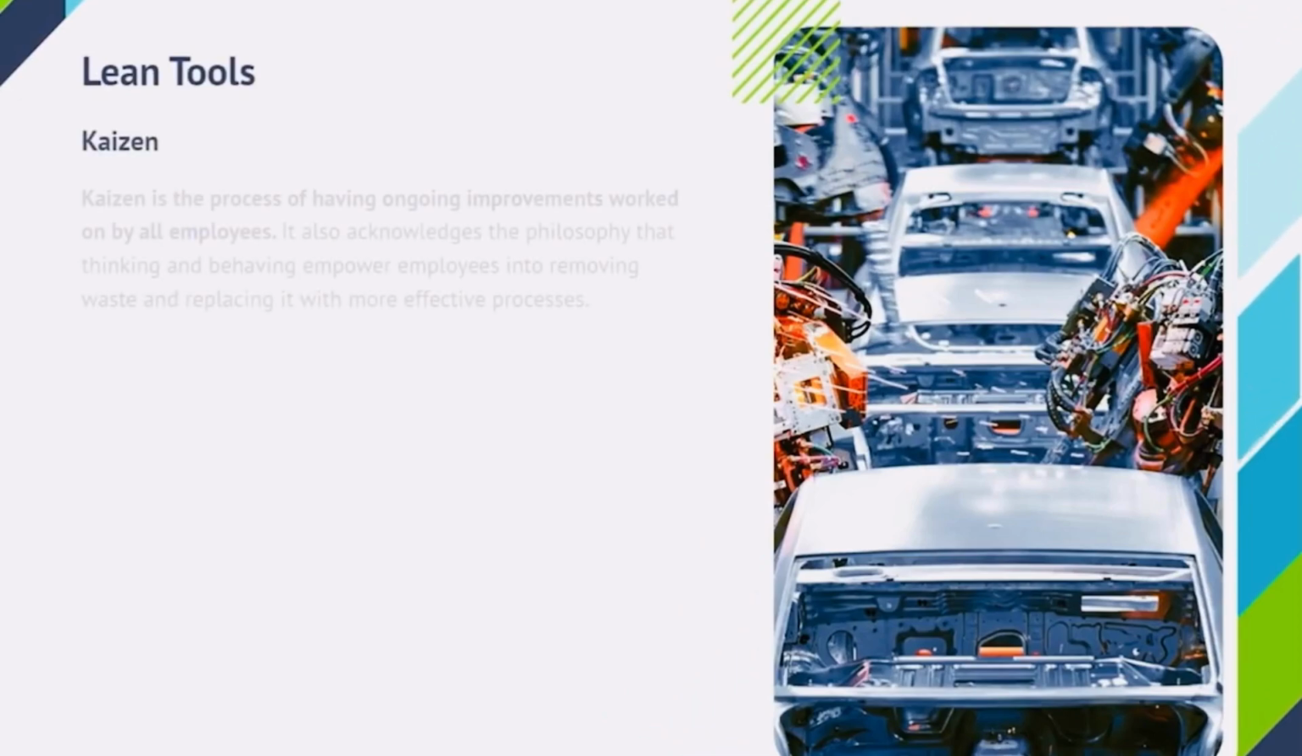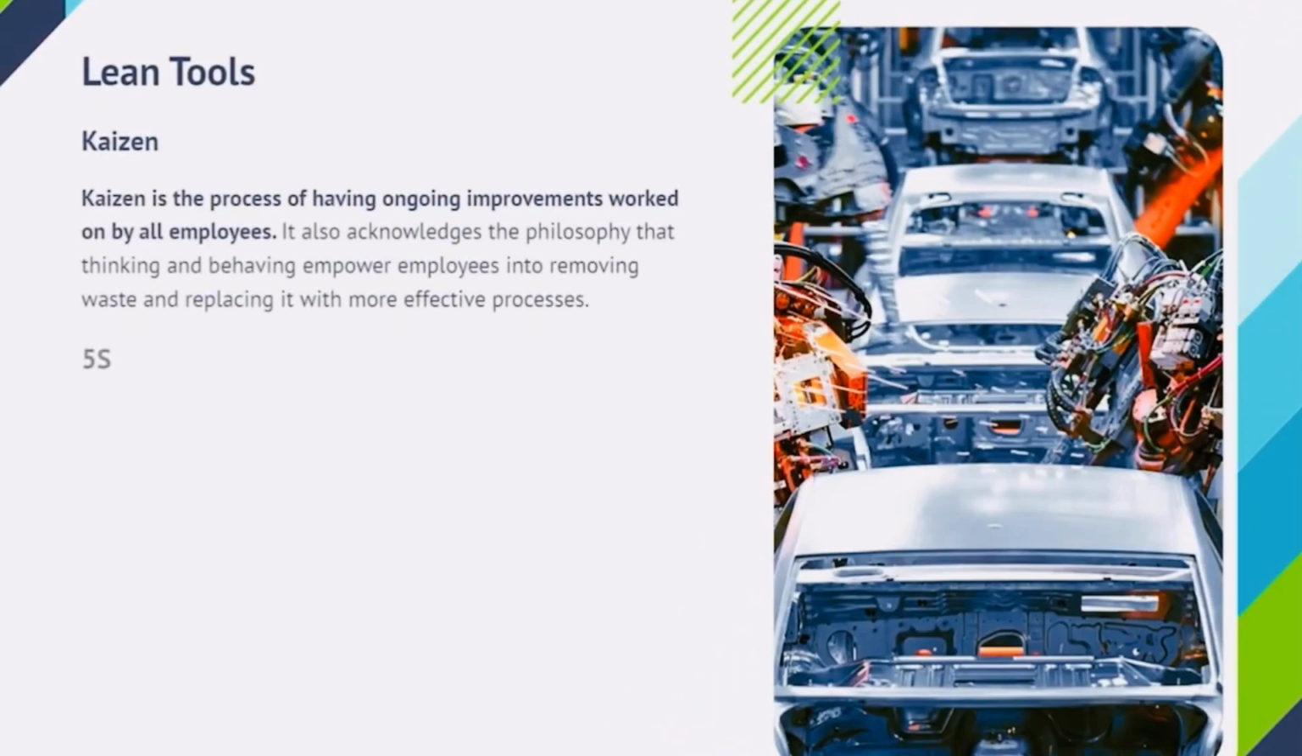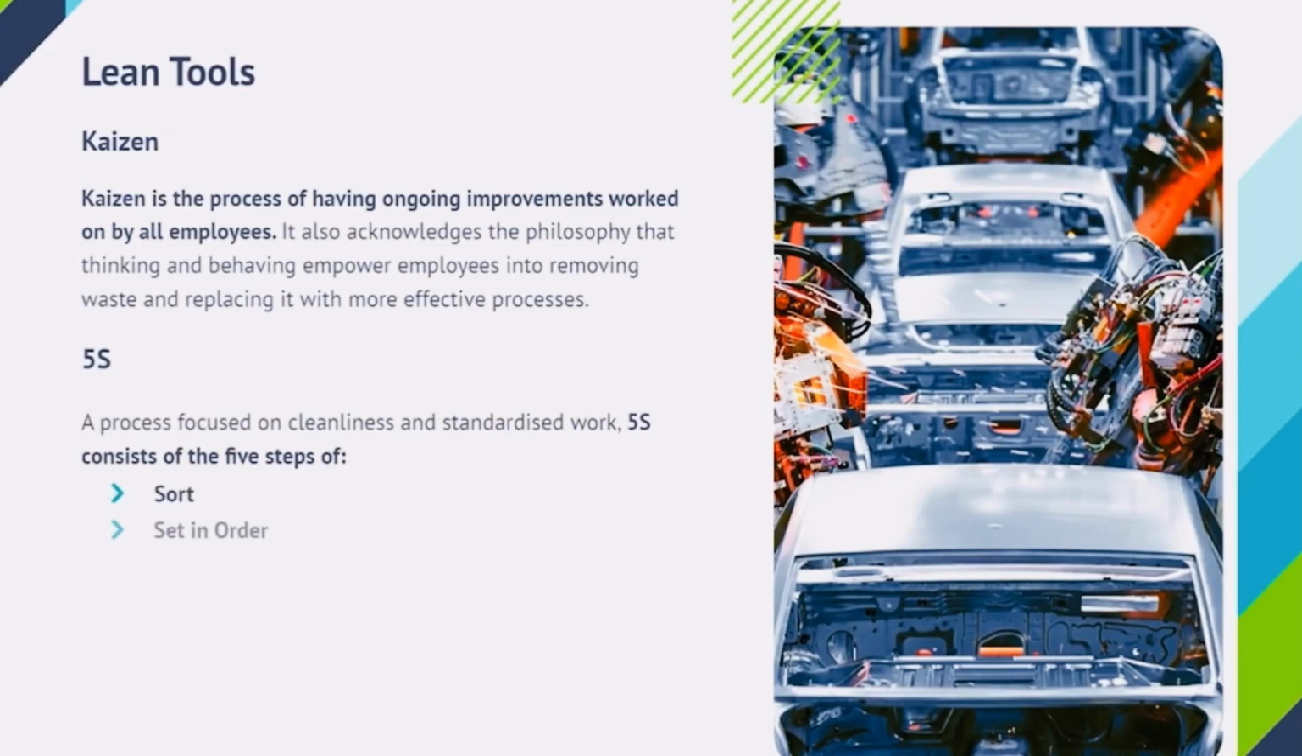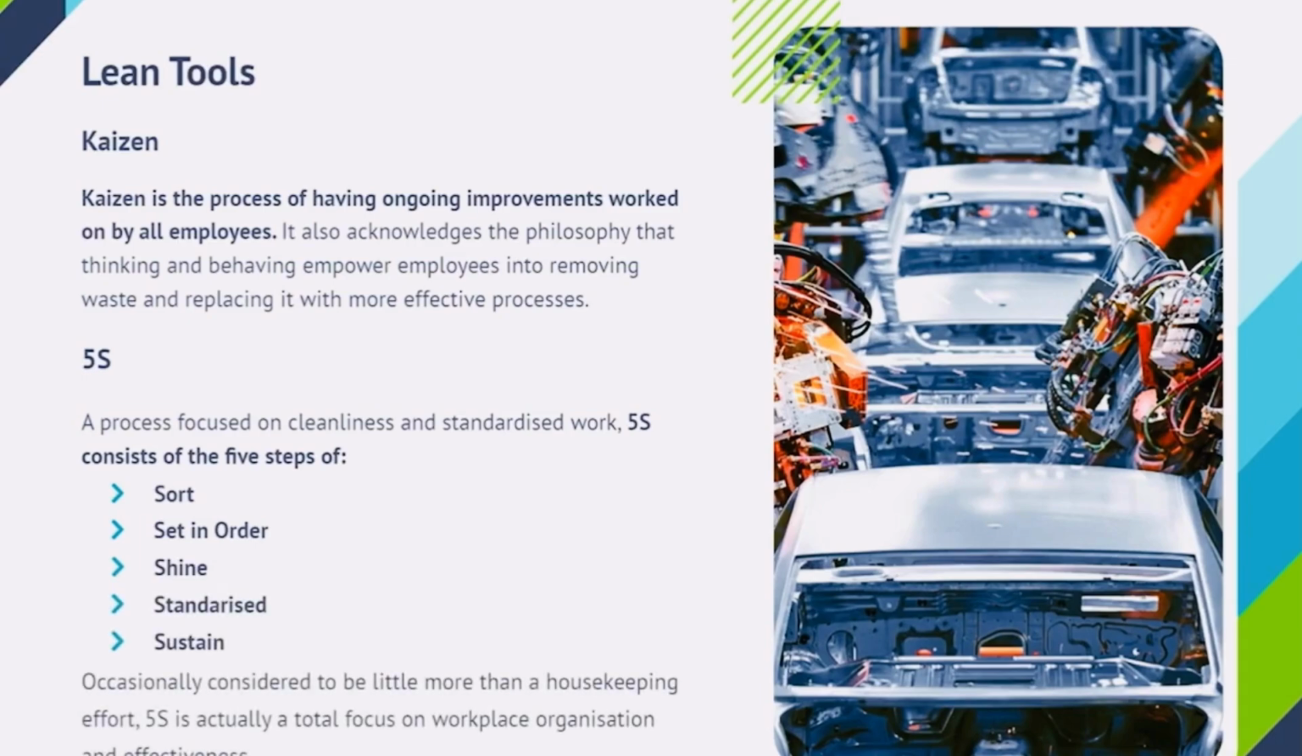Kaizen. Kaizen is the process of having ongoing improvements worked on by all employees. It also acknowledges the philosophy that thinking and behaving empower employees into removing waste and replacing it with more effective processes.